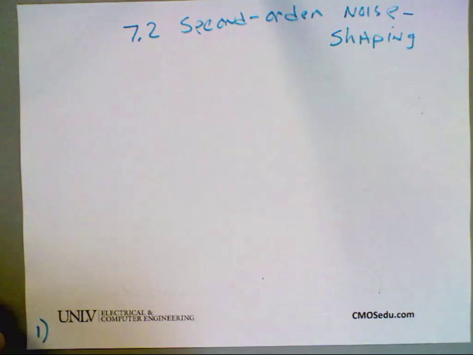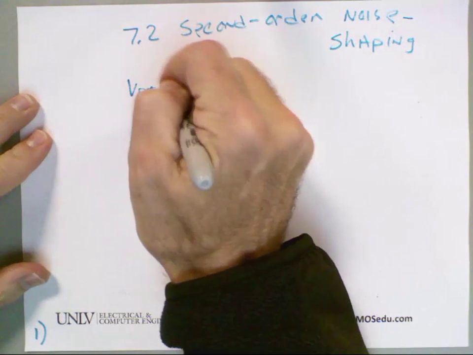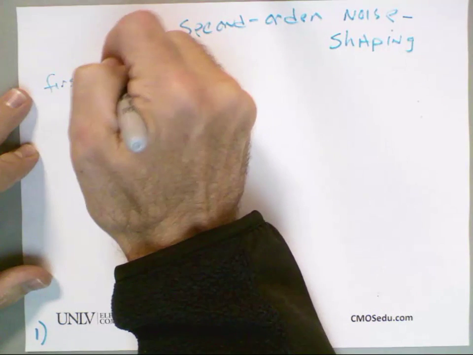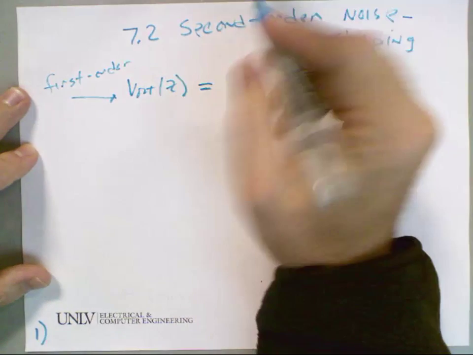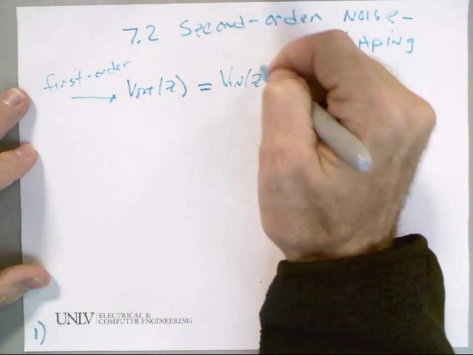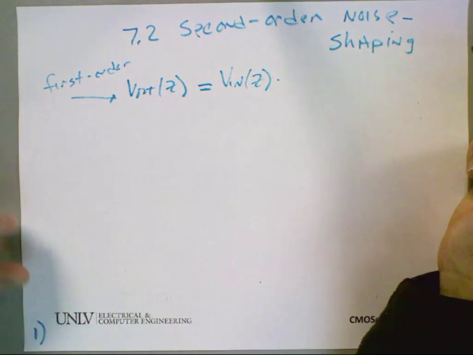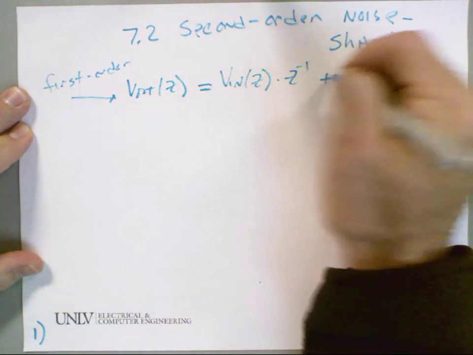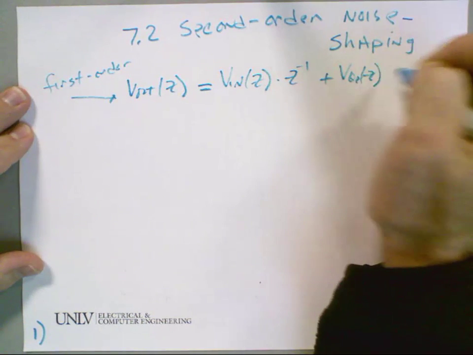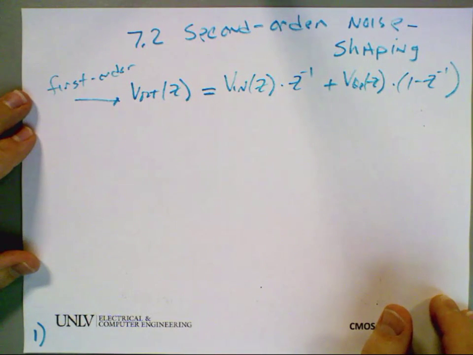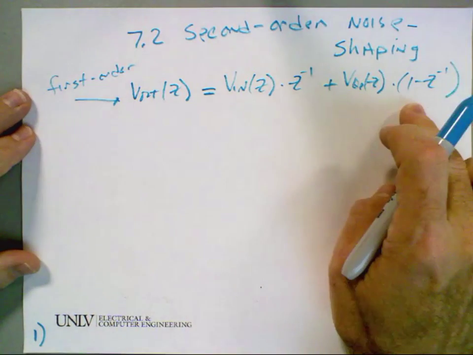All right, so let's talk about second order noise shaping, and in particular let's review what first order noise shaping looked like for a discrete switch capacitor. So let's write V out of Z. And what was that equal to? I'll start you off. Vn of Z times Z to the minus 1 plus VQE of Z times 1 minus Z to the minus 1. And why was it called first order noise shaping? Yeah, because of the first order differentiation.